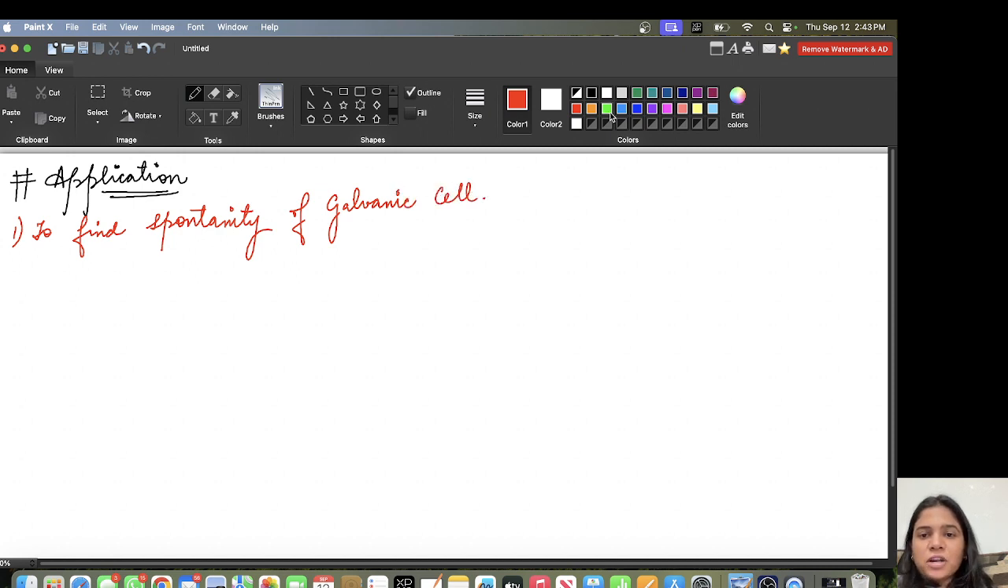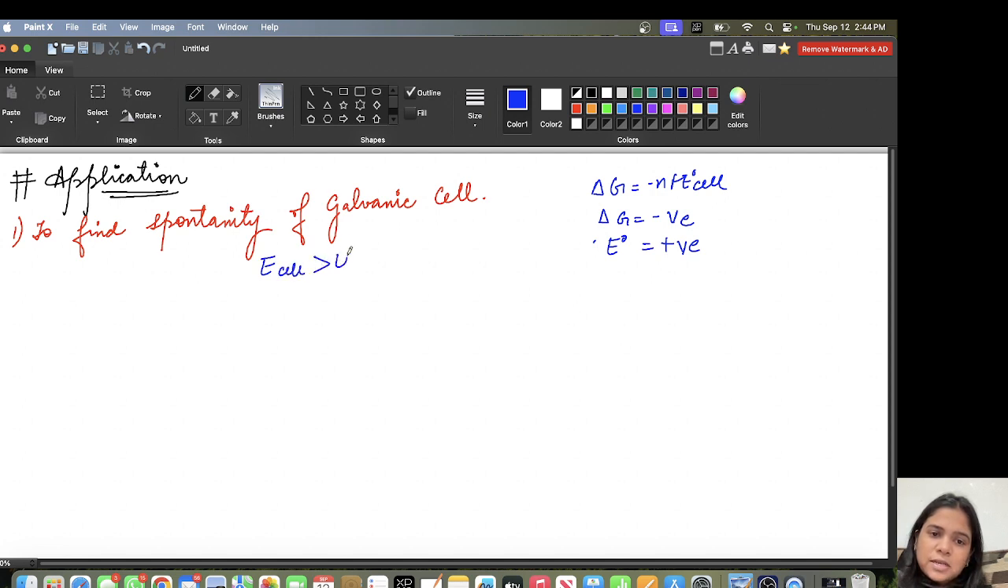So when does spontaneity happen in any kind of reaction? We studied in one topic the spontaneity of a galvanic cell. Do you remember? Delta G equals minus nFE naught of cell. So we came to the conclusion that if delta G is negative, or E naught of the cell is positive, then only there will be spontaneity. Whenever E of cell is positive, that means the cell is spontaneous, right?